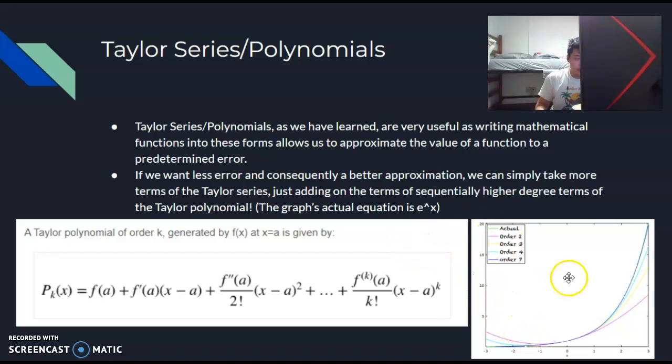And we can see over on this graph, the green line would be the graph of e to the x. It's almost hidden behind order 7, but you can see order 2 down here, order 3 is over here, order 4 is here, and then order 7 is basically on top of the actual graph because it's a very accurate approximation at that point. So as the degree increases, the approximation gets more accurate.